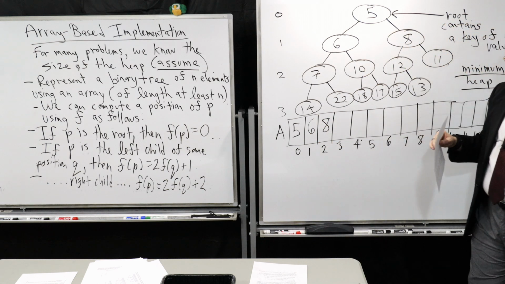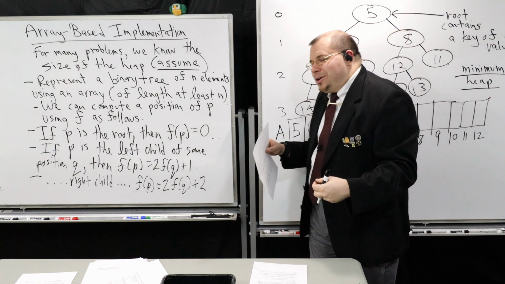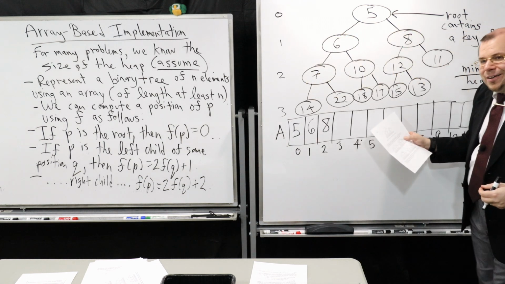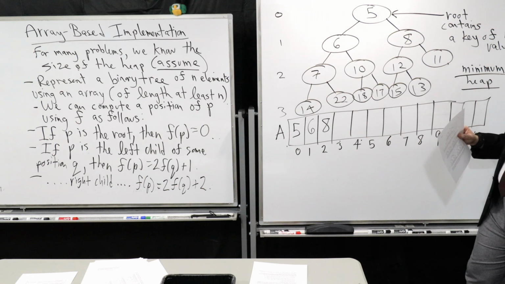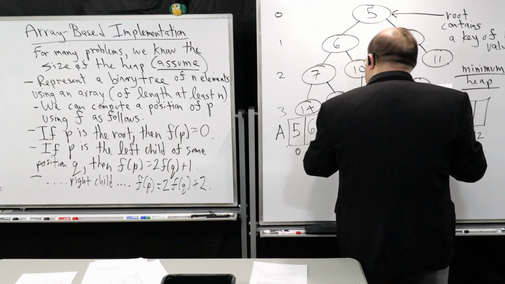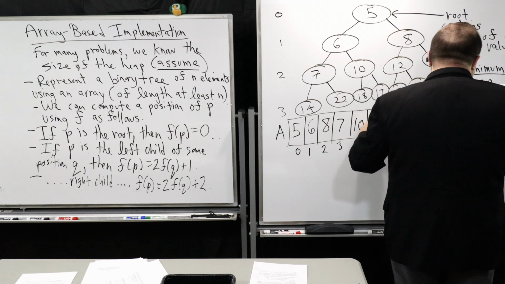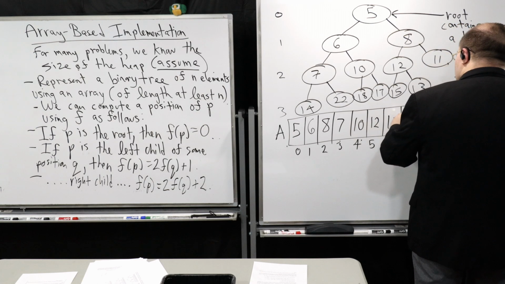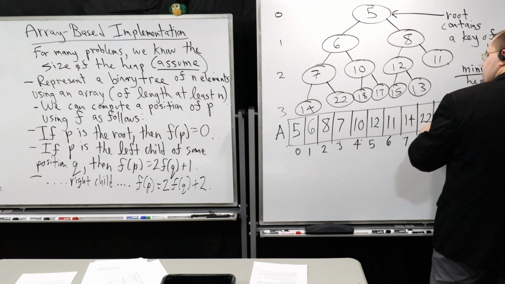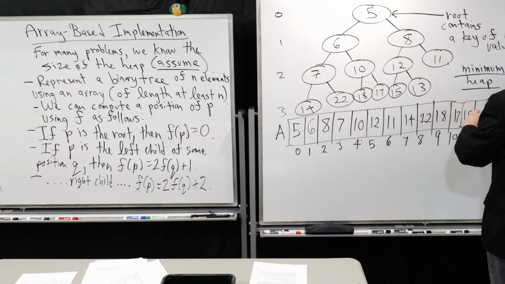So 8. And while I'm doing this, I want you to notice the order in which you can read the elements from left to right as I'm doing this. So I'm going to fill in the rest of these. So I'm going to have 5, 6, 8, 7, 10, 12, 11, 14, 22, 18, 17, 15, and 13.